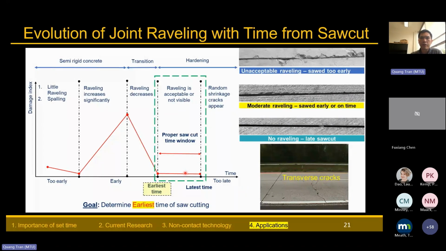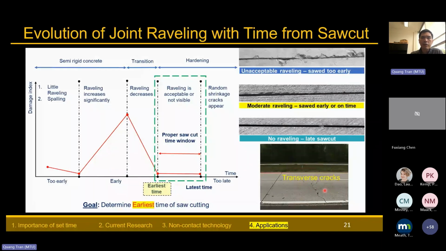The pictures I'm showing here are some damage caused by saw cutting. We do saw cut too early, or maybe on time, and then one we do very late, where we have a very nice saw cut, but this one might indicate that we are out of the window, and this might create random transverse cracking over the surface of the concrete pavement.